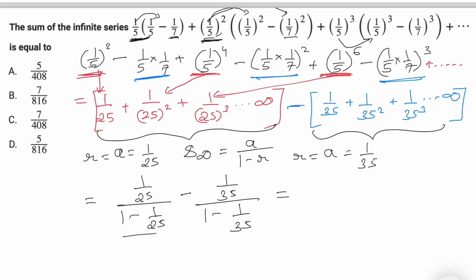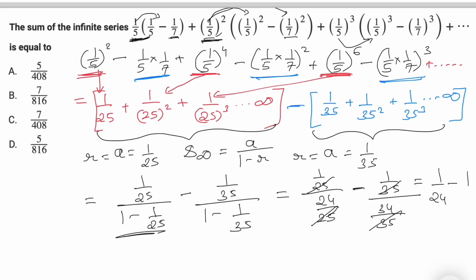So the first term here is 1 by 25 divided by 1 minus 1 by 25, which is 25 minus 1, 24 upon 25, right? Minus, similarly, we have the second term as 1 by 35 in the numerator. Denominator is 1 minus 1 by 35, that's basically 34 by 35, right? 25 cancels here in the first term and 35 cancels here in second term. I am left with 1 upon 24 minus 1 upon 34. My final answer is 1 upon 24 minus 1 upon 34.